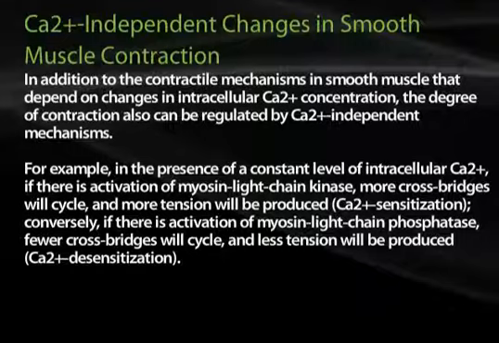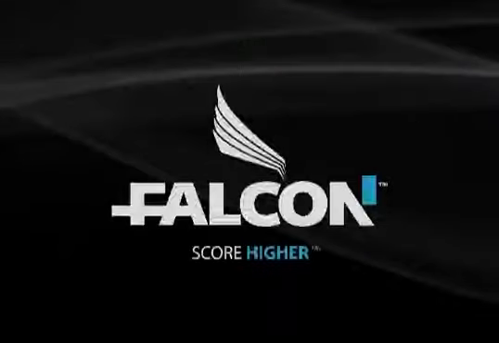This is called calcium sensitization. Conversely, if there is activation of myosin-light-chain phosphatase, fewer cross bridges will cycle and less tension will be produced. This is called calcium desensitization. This concludes Chapter 1.